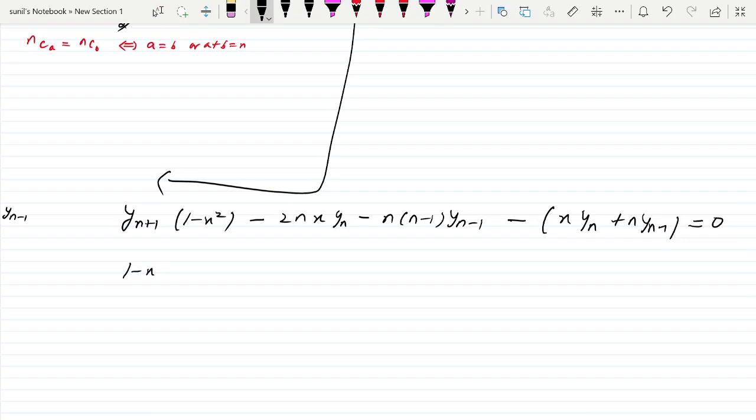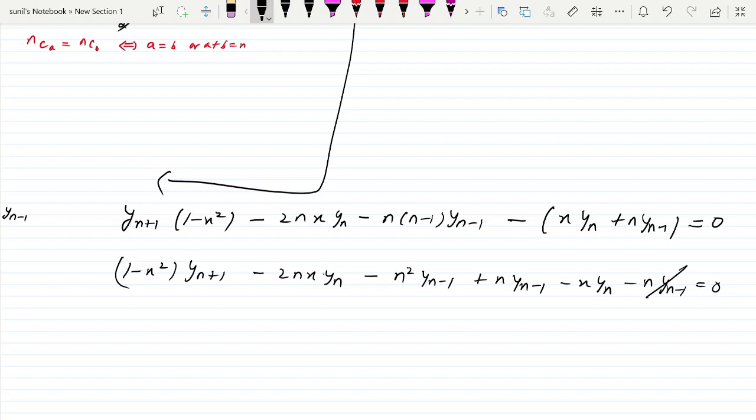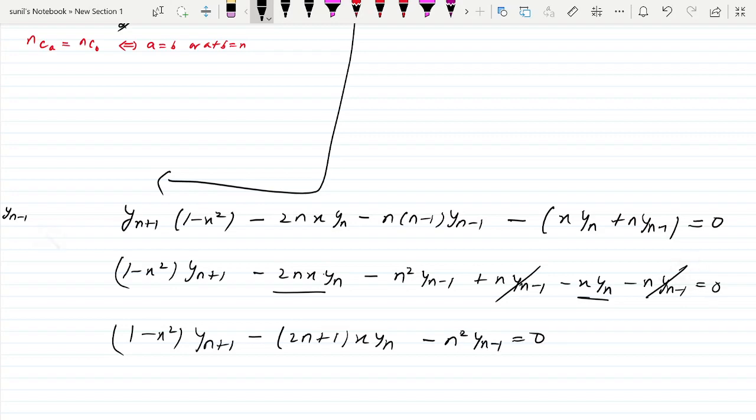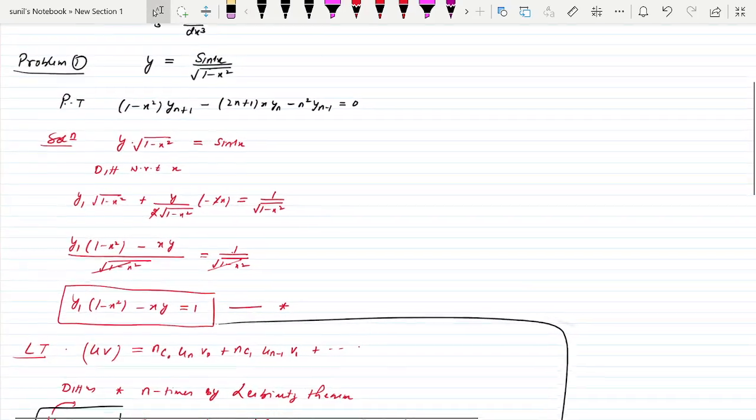Now let us rearrange the terms accordingly. 1 minus x square into yn plus 1, minus 2nx yn, and it is nothing but minus n square yn minus 1 plus n yn minus 1 minus x yn minus n yn minus 1. This will get cancelled. Now if I merge these two terms together, it is turning out to be (1 minus x square) yn plus 1 minus (2n plus 1) x yn and minus n square yn minus 1 equals to 0. So guys, look, it is the same thing we wanted to prove here. So we established the proof of the same.